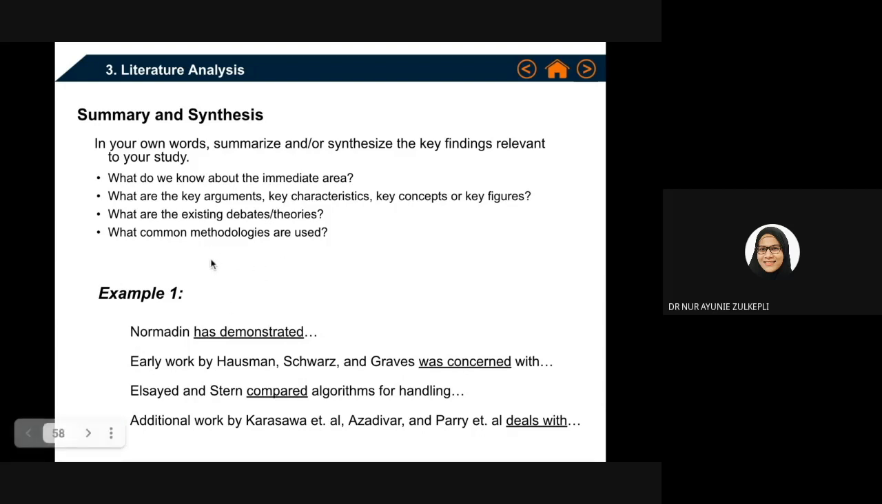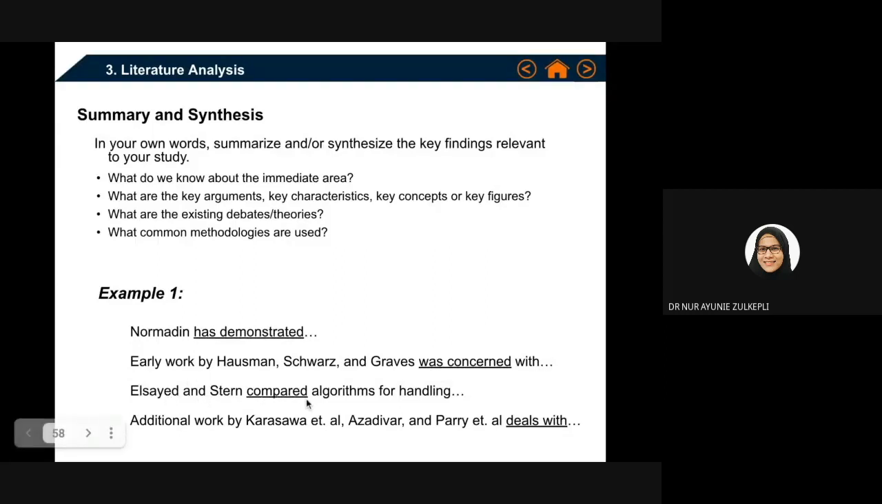So this is example number 1, how to summarize the previous literature. Normadin has demonstrated what? Early work by Hausman, Schwartz, and Graves was concerned with what?